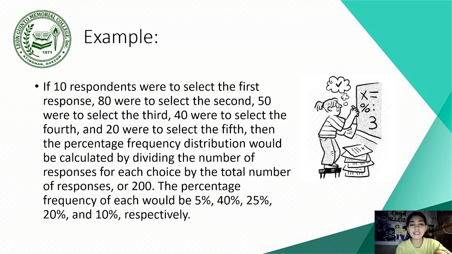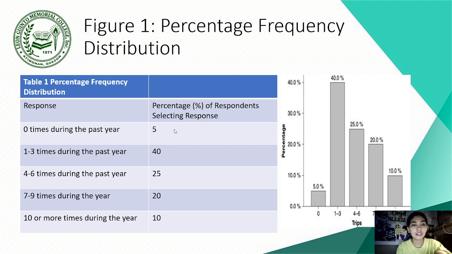So the percentage frequency of each would be 5%, 40%, 25%, 20%, and 10% respectively. So do you get my point? If not, then here is a quick picture or illustration of what I've discussed earlier about the examples.